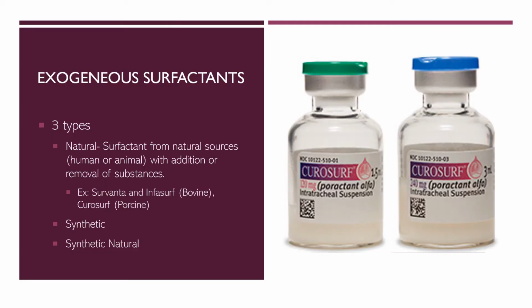So now we are getting into our different types of surfactants. There's 3 main types. There's natural, synthetic, and synthetic natural. There are no current medications for synthetic or synthetic natural. They're being researched though. For the natural, there's Survanta, Infasurf, and Curosurf. Survanta and Infasurf come from cow lungs, and Curosurf comes from pig lungs.